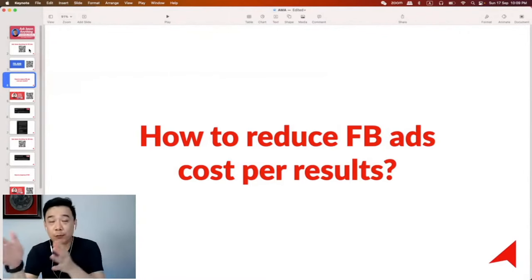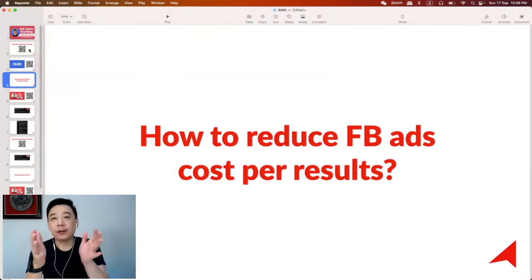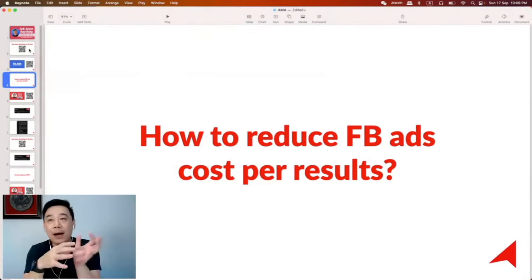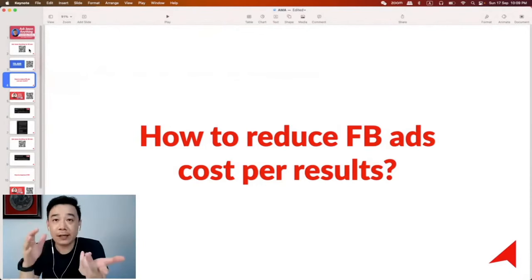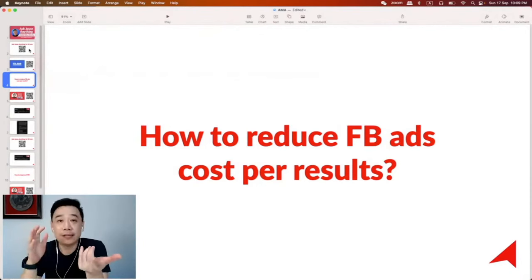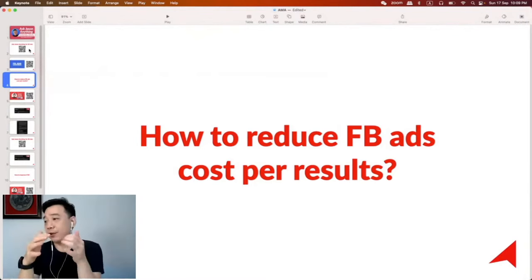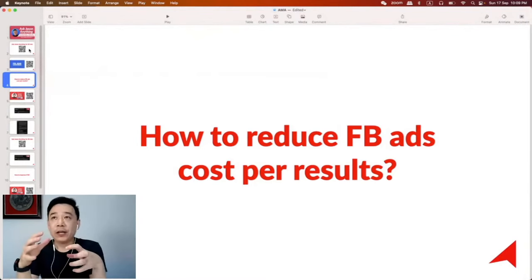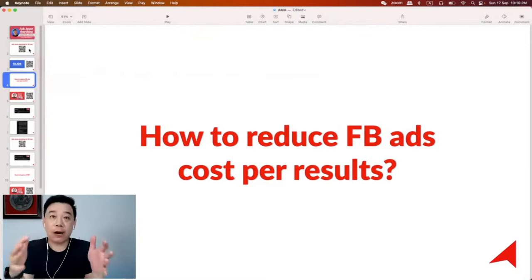I actually break it into two segments. The first segment is on the ad level, whereby it's the audience targeting, the objective selection, and the ad creative. So this portion is actually very straightforward. If you want to reduce the cost per result, one of the angles is you want to increase the CTR, the click-through rate, which in a way is by improving the performance of your advertisement, which is one thing that a lot of people are trying to do.